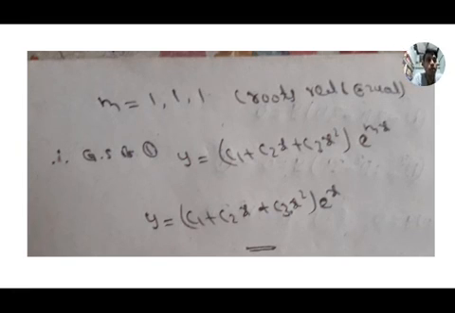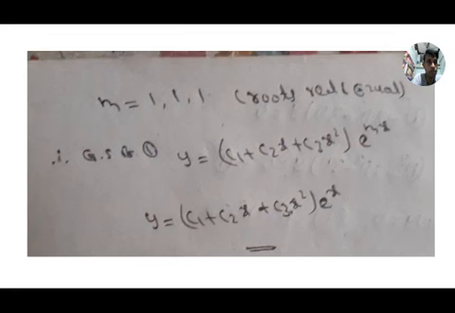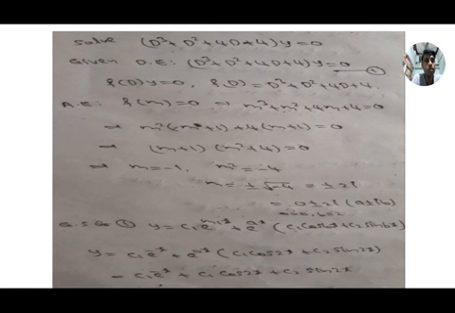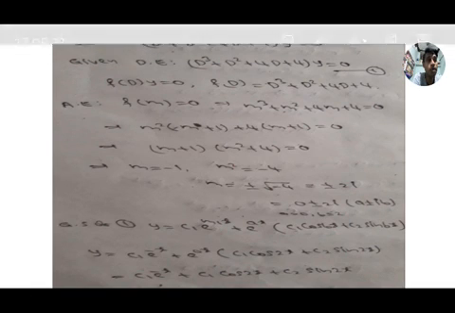Next we will move to the next problem. Solve (d cube plus d square plus 4d plus 4) of y equal to 0. So the given differential equation is (d cube plus d square plus 4d plus 4) of y equal to 0. Compare with f of d of y equal to 0, where f of d equal to d cube plus d square plus 4d plus 4.